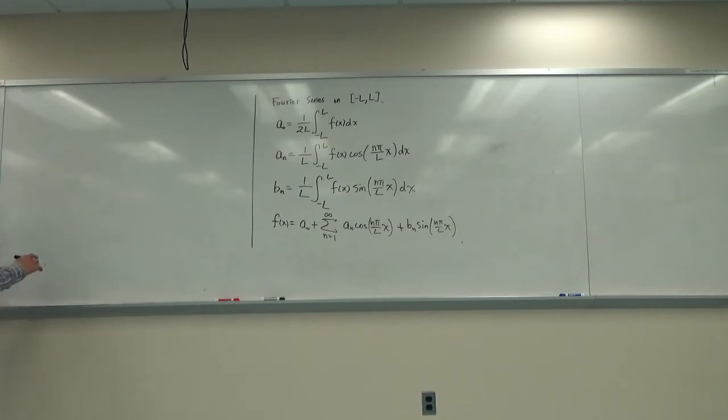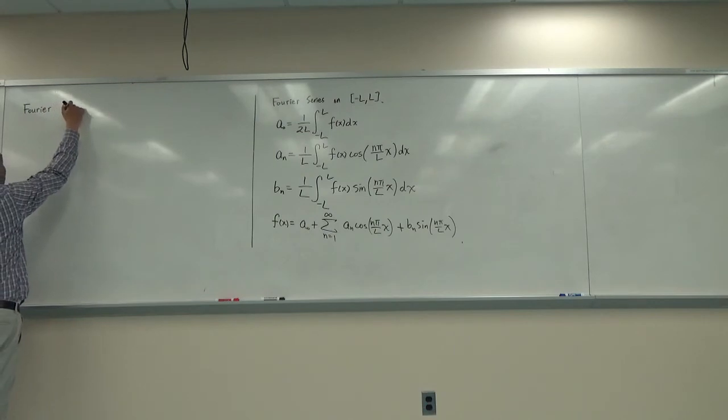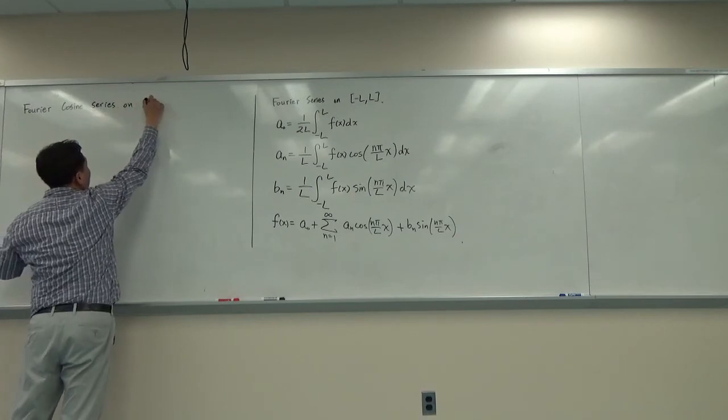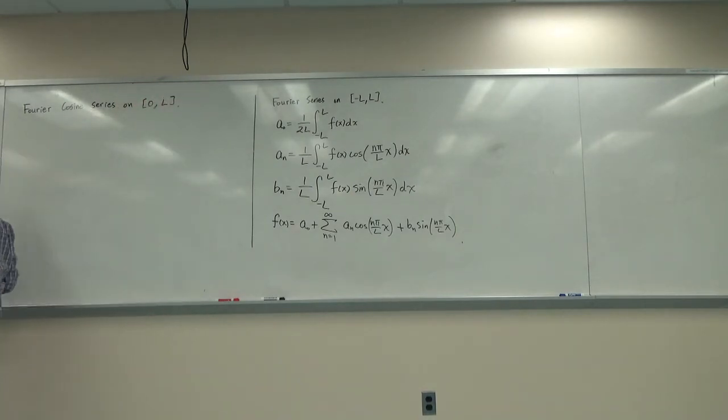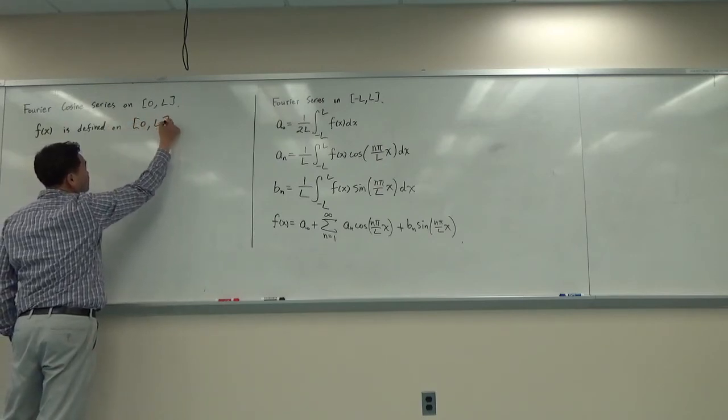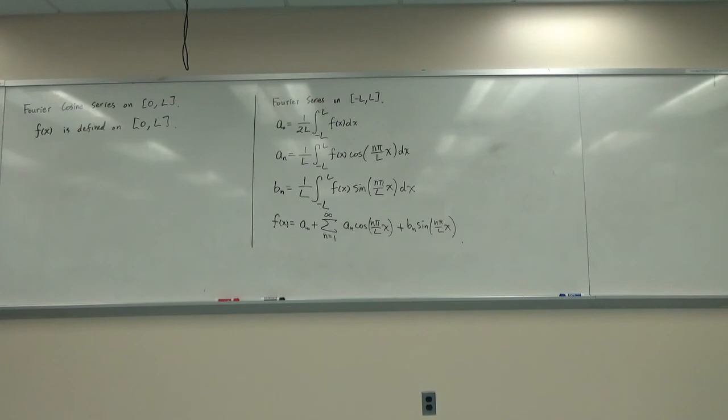And now, Fourier cosine series on 0 to L. This time, you think of a function that is defined on 0 to L. What you can do is, that means you have some function here from 0 to L.